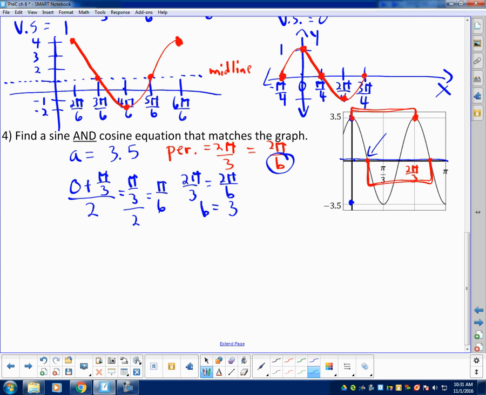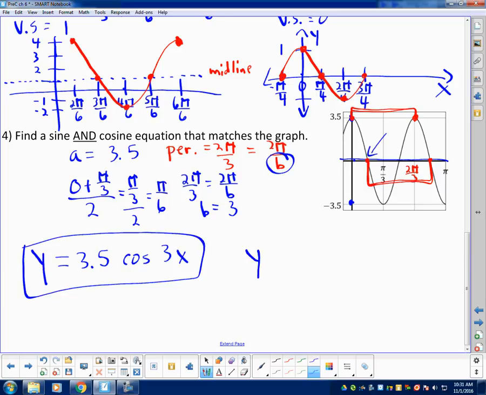Let's go ahead and do the cosine function first. Cosine starts high up there at 0, 3.5. The amplitude is 3.5. Cosine of b we said was 3. And we don't have any phase shift, so it's just 3x. So there's my cosine function. We'll box that. Y equals 3.5 cosine 3x.